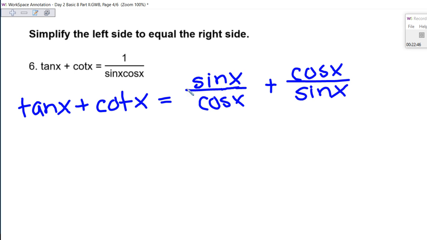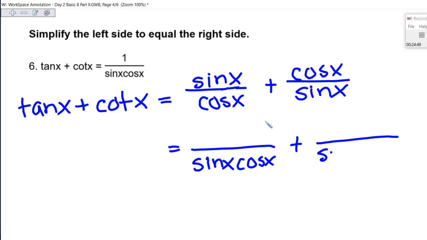In order to add two fractions together, what do you have to have? Common denominator. So if you multiply the denominators, cosine times sine would be cosine sine, and you could have written it as cosine sine. But if you look at the right side, how do they have it written? Sine cosine. So I'm going to leave it in the same form as the answer. So instead of cosine sine, I'm going to write it as sine of x, cosine of x. It doesn't matter. So make sure at the very end your final answer has sine first.